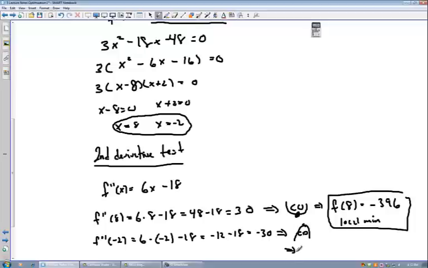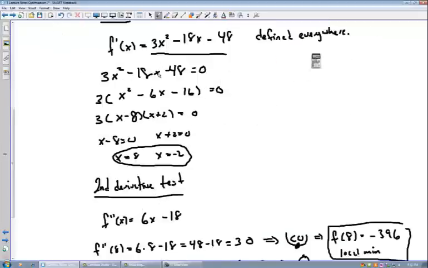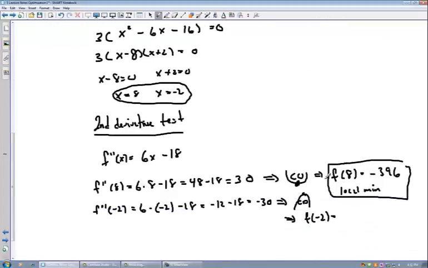And so that implies that f of -2, so again, go back up here and plug in now -2 for x, and you'll wind up getting out 104. And that's my answer. So 104 is a local max.